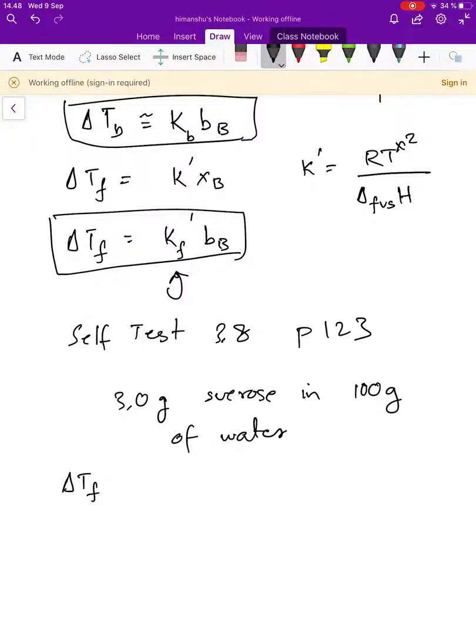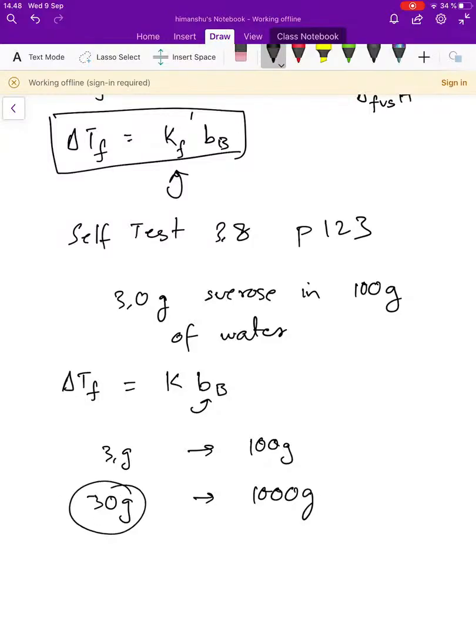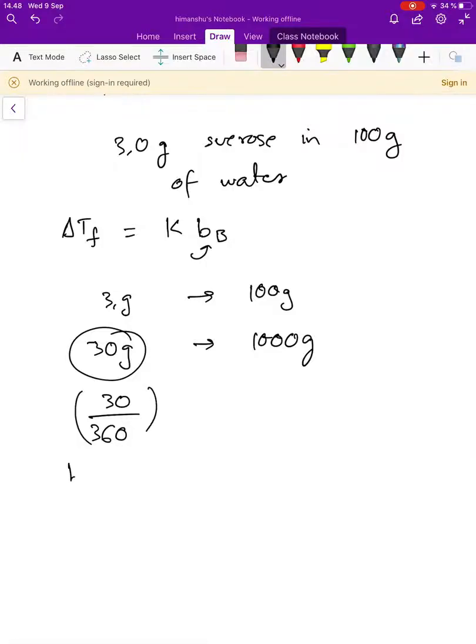So in order to do this, we must find the concentrations first. The equation that we will use is delta TF equals this constant K multiplied by the molality of the solute, and here we need to find the molality of the solute. So what we have is 3 grams of sucrose in about 100 grams of water, or 30 grams in 1000 grams of water, that's 1 kg of solvent. And the number of moles in 30 grams of sucrose is 30 divided by 360, because 360 is the molecular weight of sucrose. So the molality is equal to 30 divided by 360, which is the number of moles in 1 kilogram of solvent.